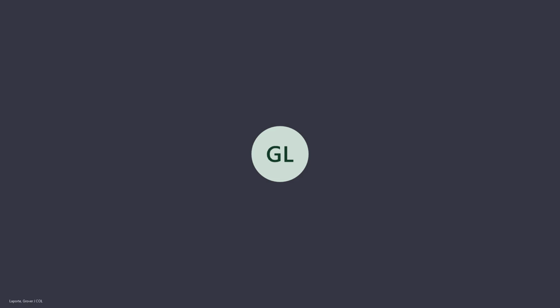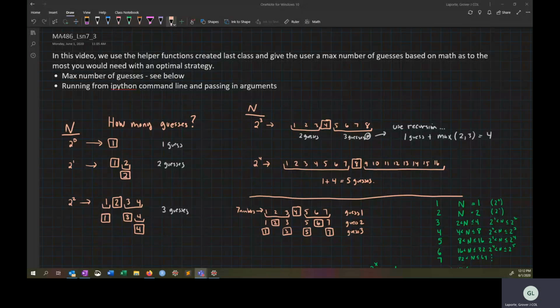All right, in this video, we're going to tie up the game. We're going to finish it up in this one using the helper functions that we created last time. And we're also going to tie in a couple different mathematical perspectives on the number of guesses that it should take a user in order to be able to do this problem. So let's talk about the max number of guesses first.